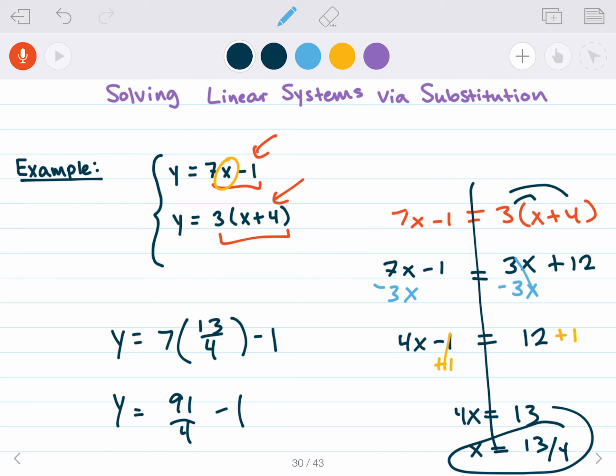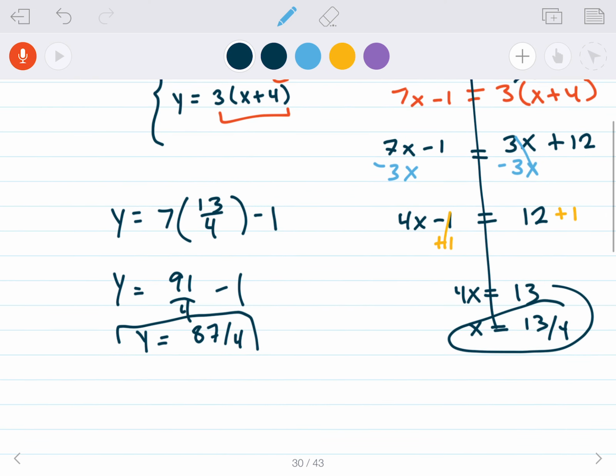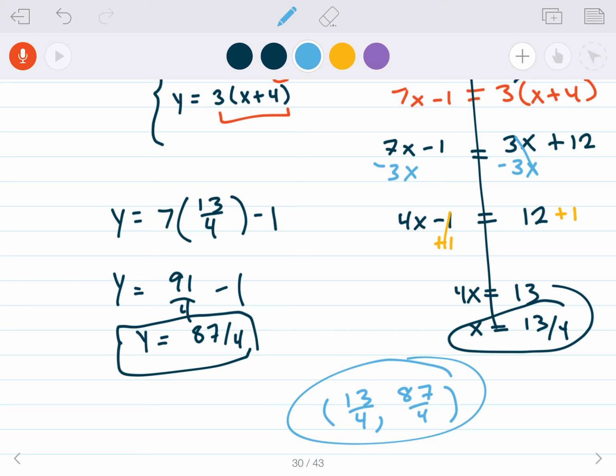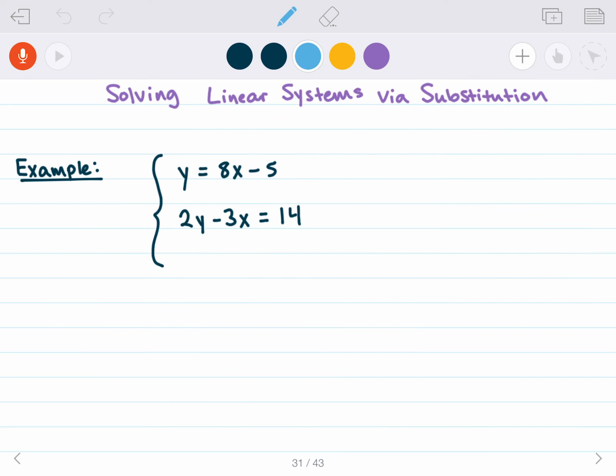And this is giving me 87/4. Ugly number, but nevertheless, that's my solution. Sometimes on the homework, it'll just ask for x, and sometimes it'll ask for the solution as an ordered pair. As an ordered pair, you would write it like this: x comes first and y comes second. That's our answer.